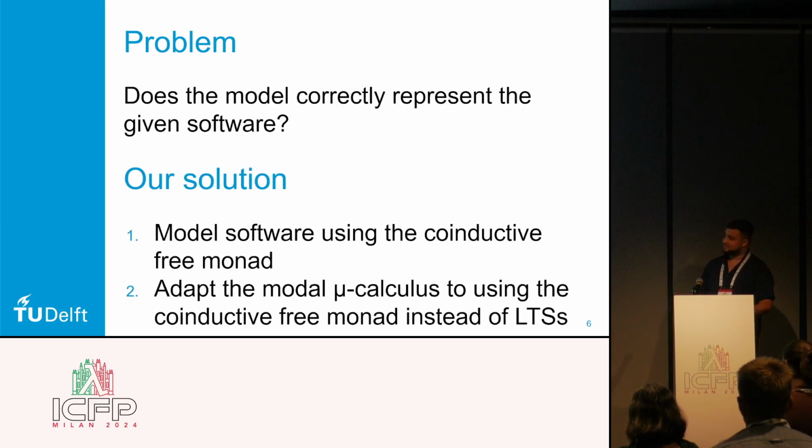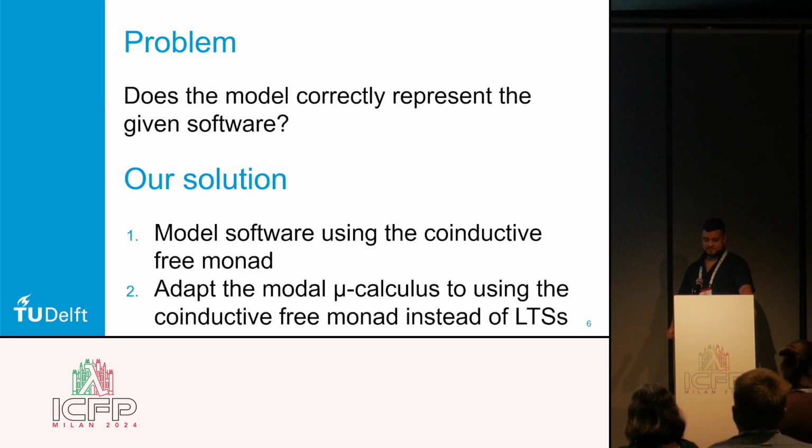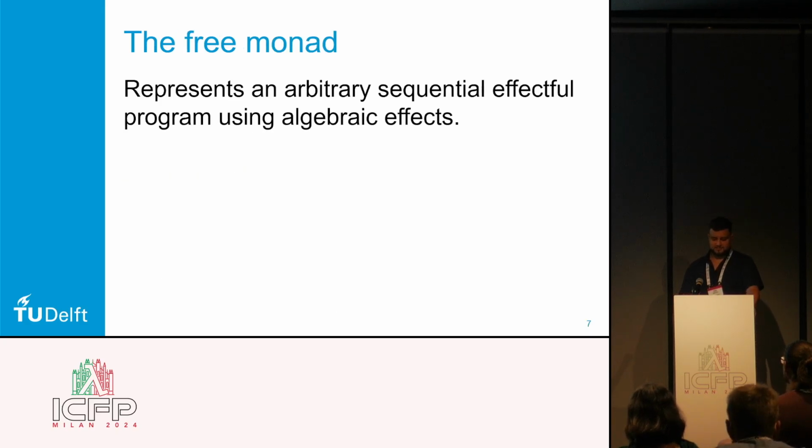So we propose a solution to that problem by modeling software using the coinductive free monad in a proof assistant, in this case in particular Agda. And then we adapt the modal mu calculus to using the coinductive free monad instead of labelled transition systems. So let's talk a little bit about the free monad and why we decided to use that.